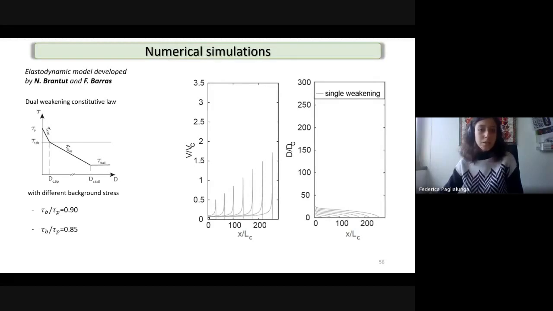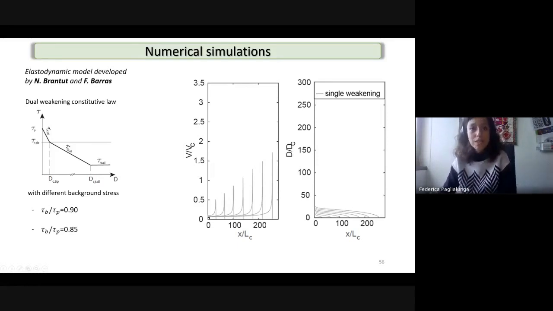So to test these observations, we performed some numerical simulations with the elastodynamic model that was developed by Nicolas Brantut and Fabian Barras. So we used two different constitutive laws. A first one, let's say a standard slip weakening law that you can see here in gray in the left panel in the scheme, and a dual weakening constitutive law that is similar to the one observed in our experiment, with the near tip weakening and the long tail weakening. Then we also studied two different background stresses, a higher one with a ratio of background stress and peak stress of 0.9, and the second one with this ratio equal to 0.85.